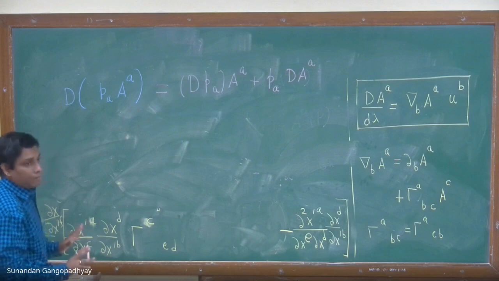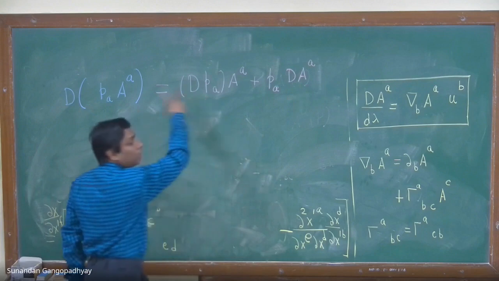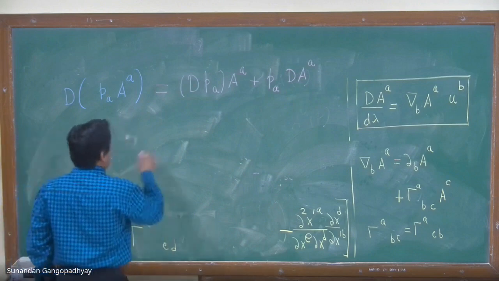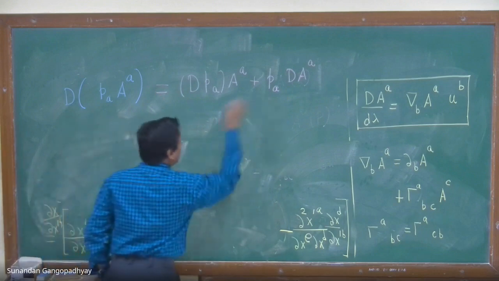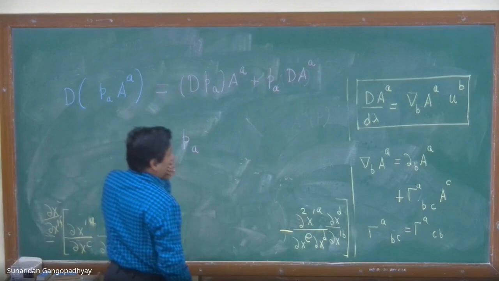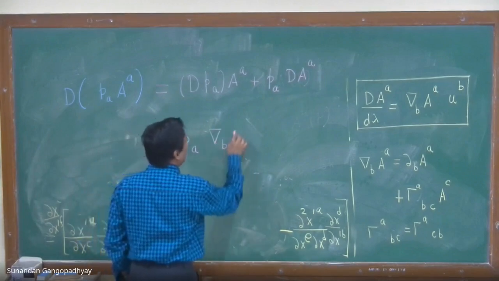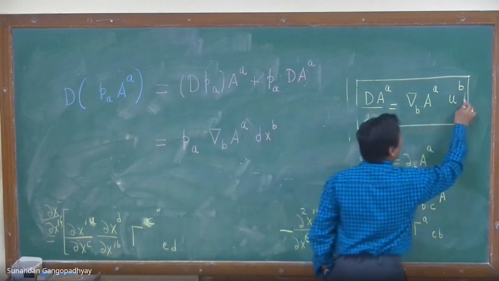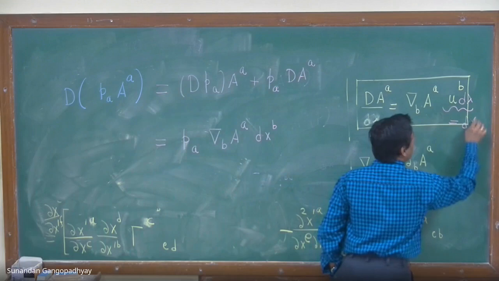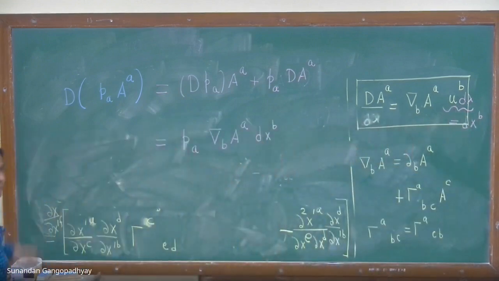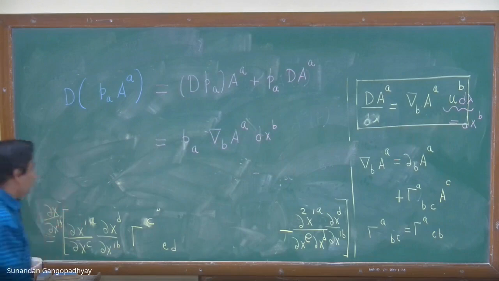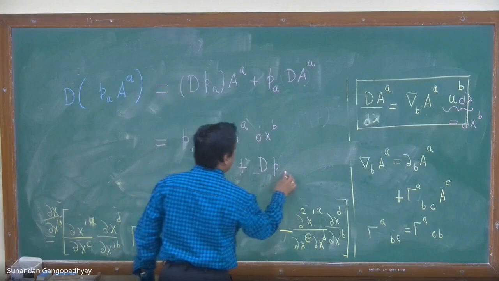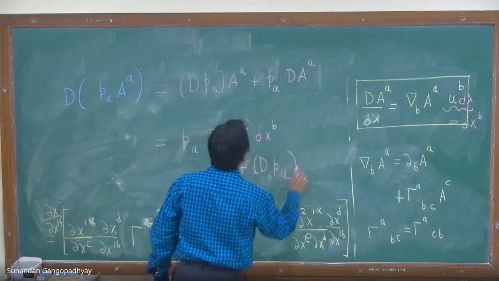What is my aim? I know what this is, and my aim is to calculate what this is. Now, what is the derivative of A^A? It is grad_B A^A times u^B, where u^B was defined as dx^B by d lambda. So this part I know, I have put it here. Plus I have p_A times the derivative of A^A.